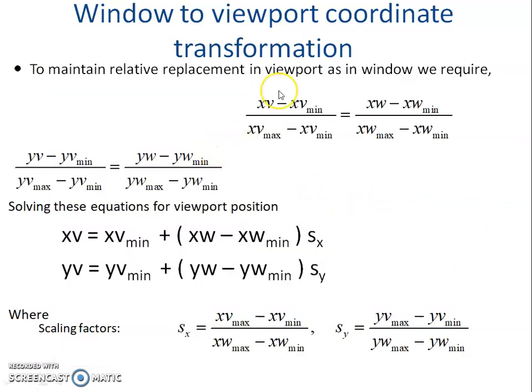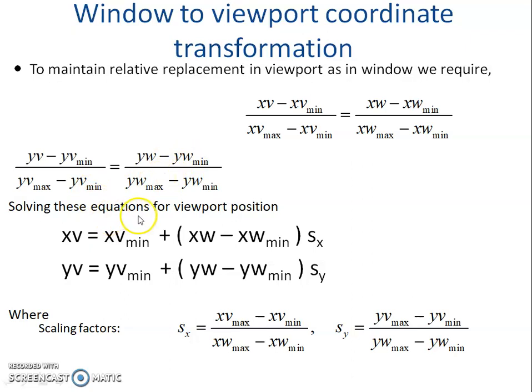To maintain relative placement in the viewport as in the window, we require XV, that is the coordinate in the viewport, XV minus XV min divided by XV max minus XV min, which is equal to XW, that is the X coordinate in the WCS, world coordinate system, XW minus XW min divided by XW max minus XW min. In the case of y coordinates it's the same, that is YV minus YV min divided by YV max minus YV min is equal to YW minus YW min divided by YW max minus YW min.